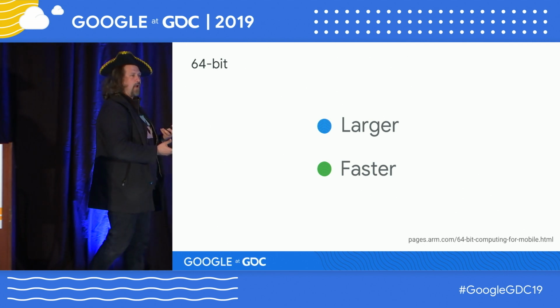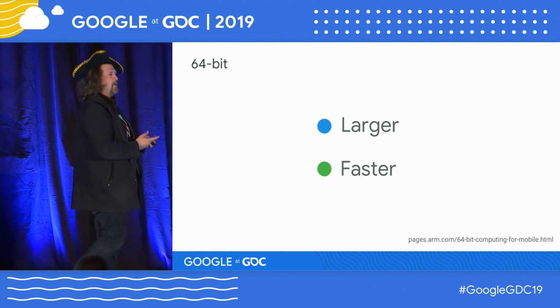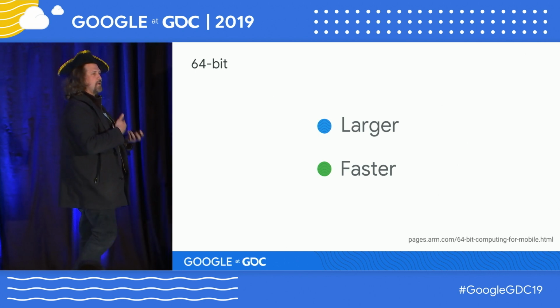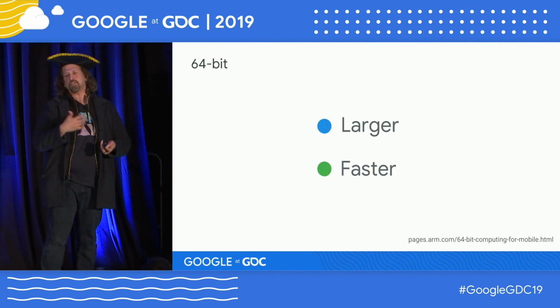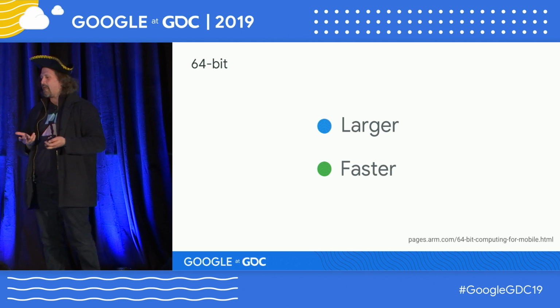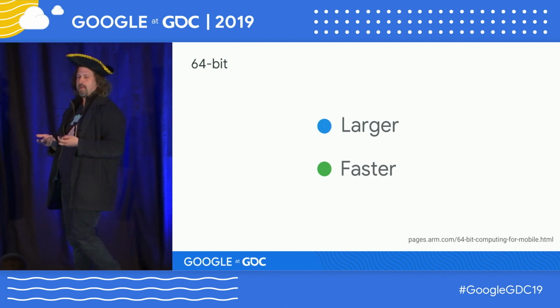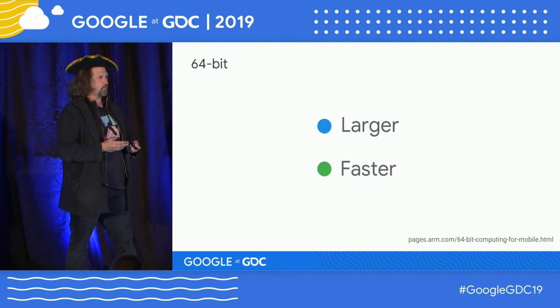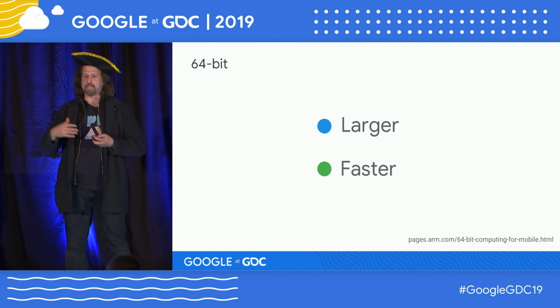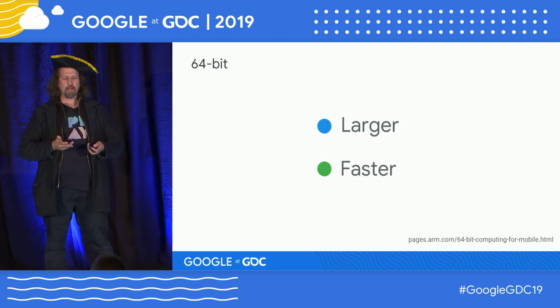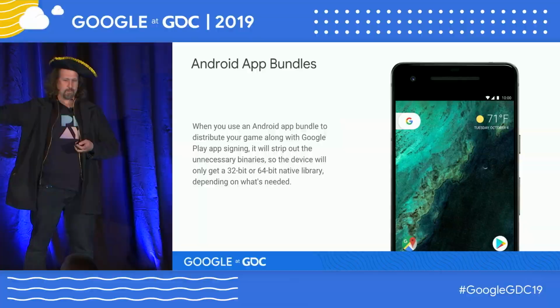So your compiler can do really clever vectorization and really improve the performance of a lot of heavy floating point stuff. And it just turns out that games take a lot of advantage of floating point. So the good news is that having a 64-bit binary won't make your APK size that much larger, if you move to Android app bundles.